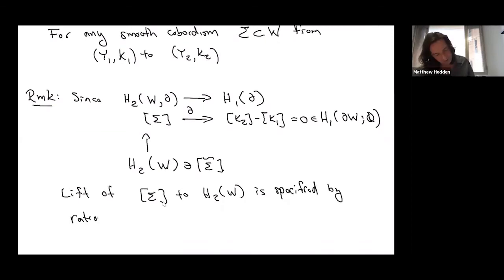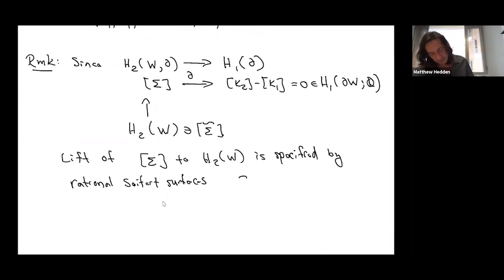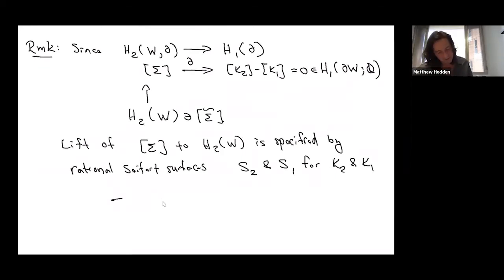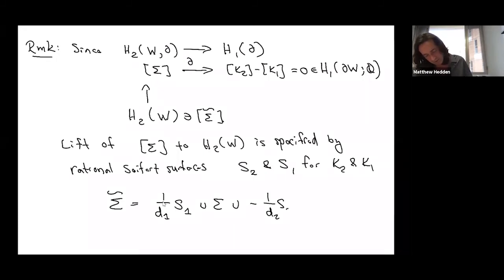this is specified by rational Seifert surfaces S2 and S1 for K2 and K1 respectively. So I can think about this geometrically maybe as 1 over D1, where D1 is the order of K1, times a rational Seifert surface for K1, union sigma, union negative 1 over D2 times S2.